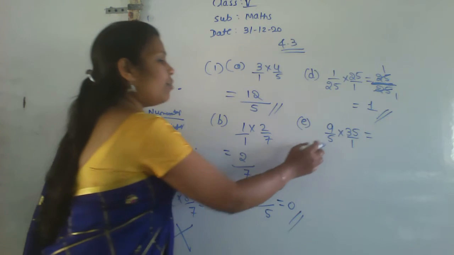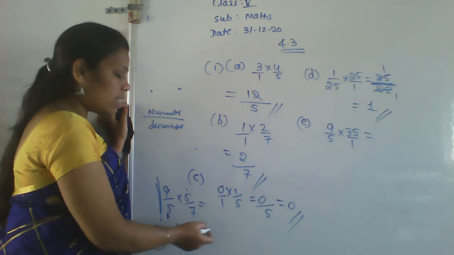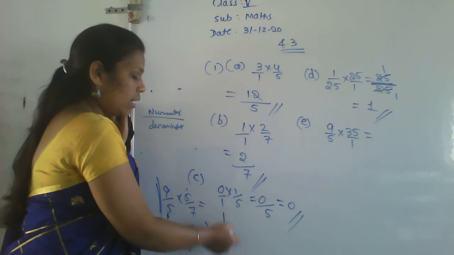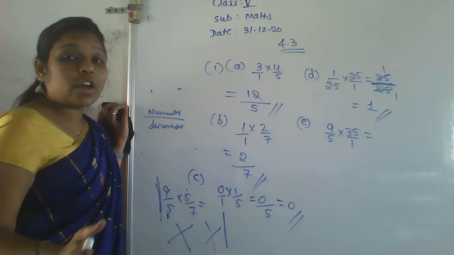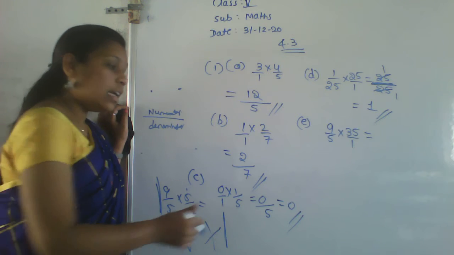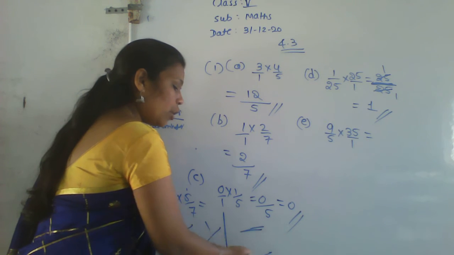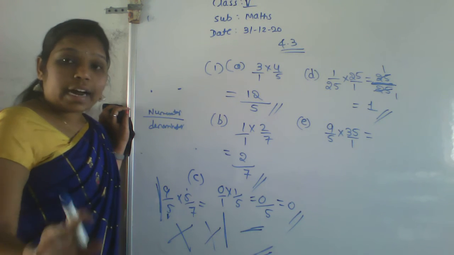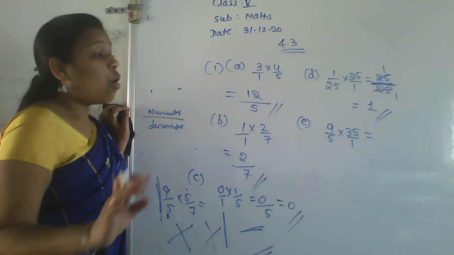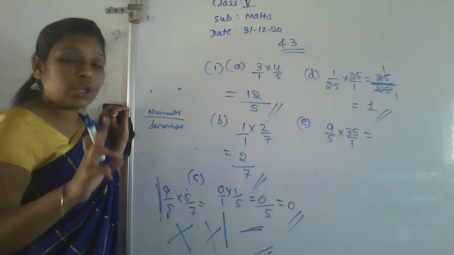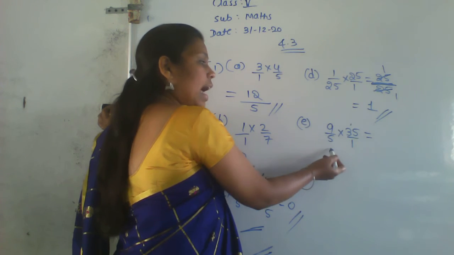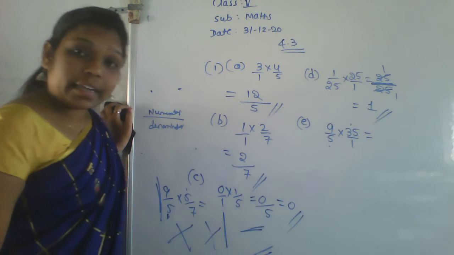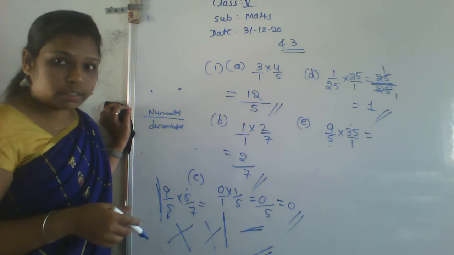Okay. So here 5 and 35, we can cancel by a cross like this. We can only cancel numerator and denominator values. We can't cancel numerator to numerator and denominator to denominator. See here, 35 is in the numerator and 5 is in the denominator. We can cancel, cross.